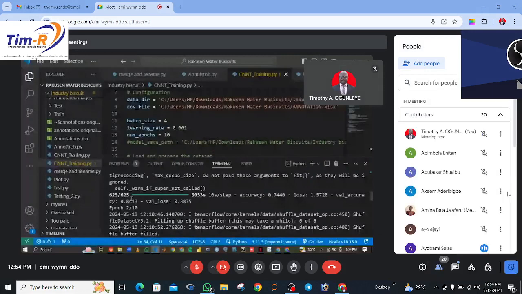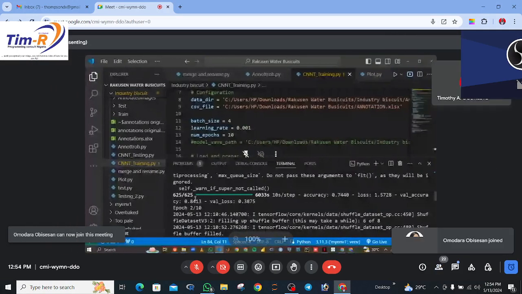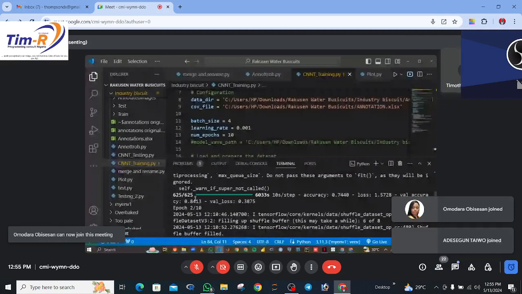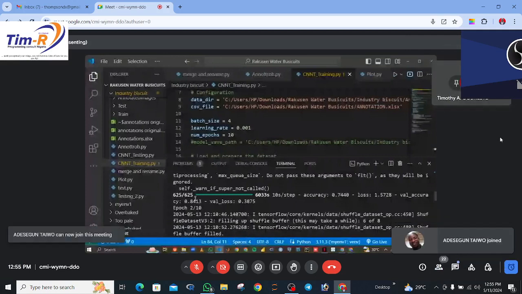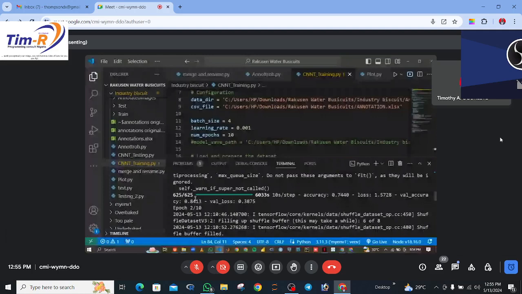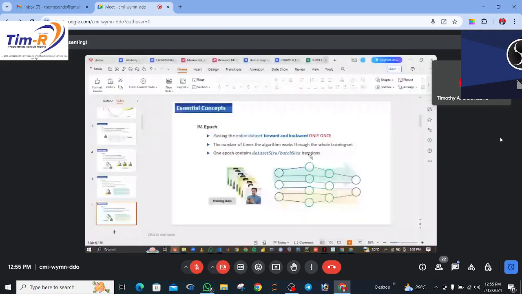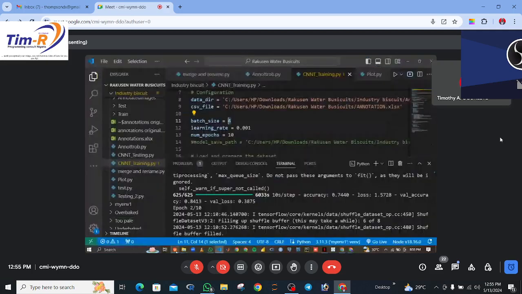The total data set I have is 3,125, or let me say 3,400 as a whole. So this number divided by the batch size will give me the iterations, the number of iterations. So that's why we have 625 iterations here. I defined the number of epochs as 10 here, which eventually completed in these instances.